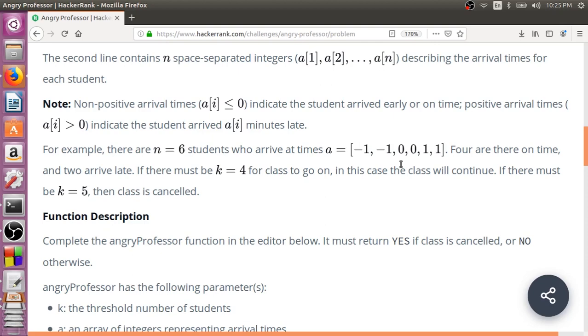But for the same input, if the threshold is 5, meaning minimum we require 5 people, then the class will not be continuing because there are only 4 people present in the class. I hope the problem is understood. Okay, we will take one more example to understand this particular problem.